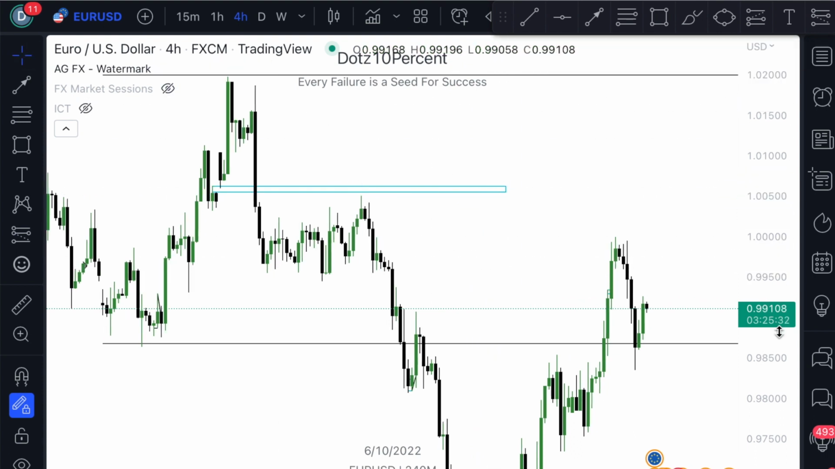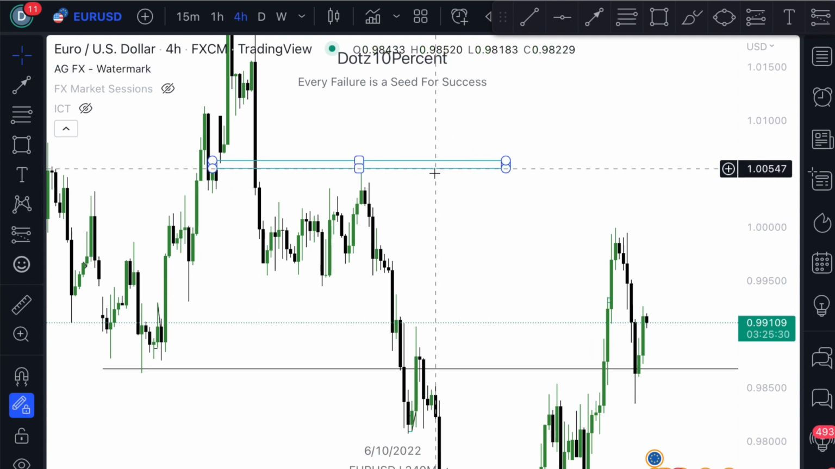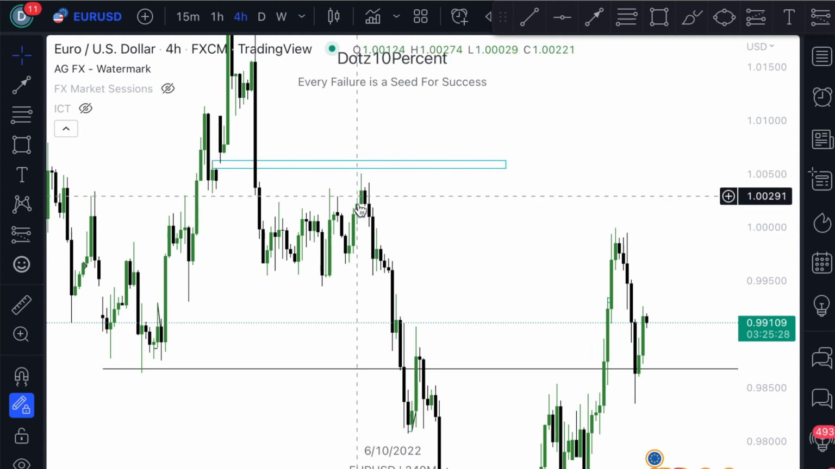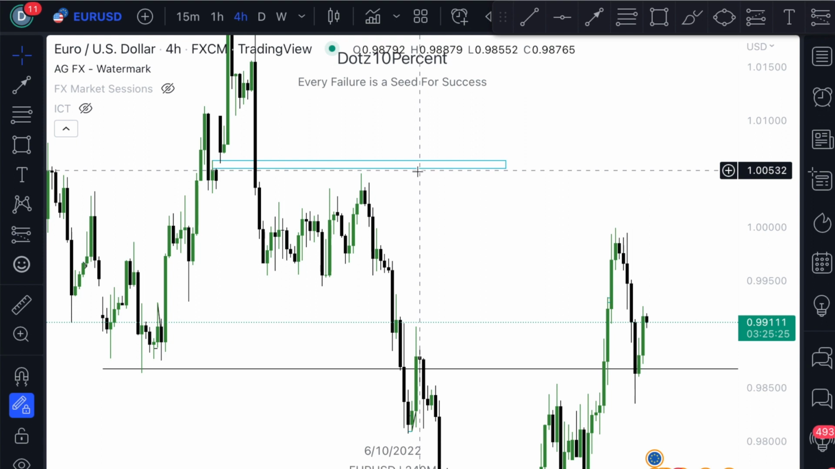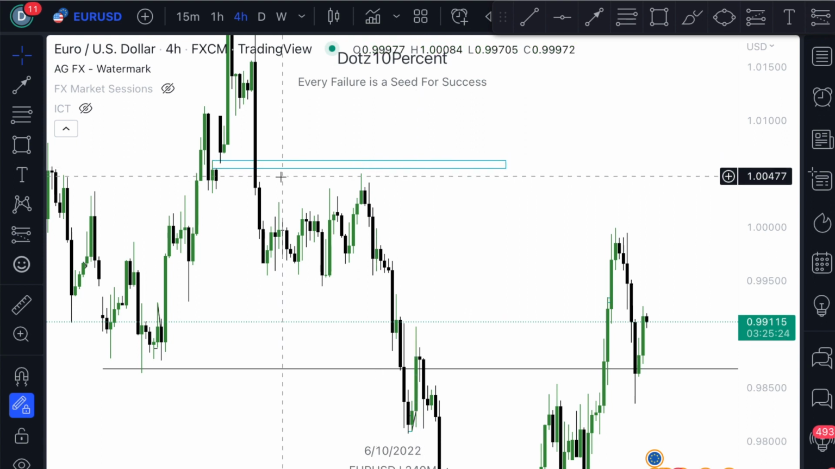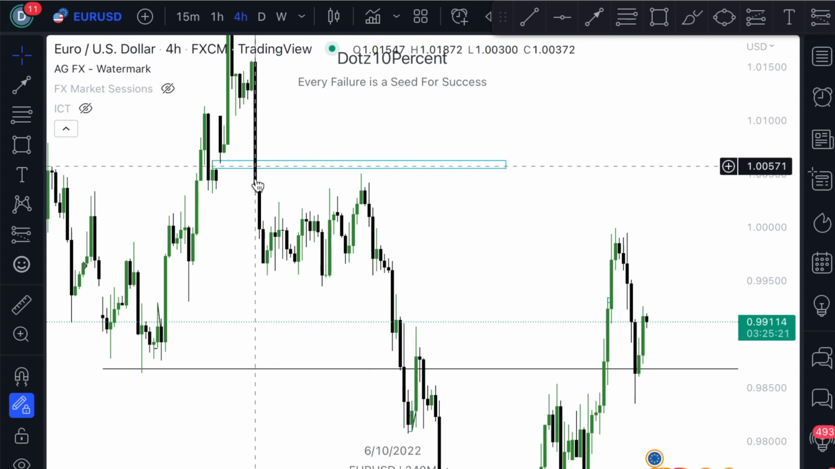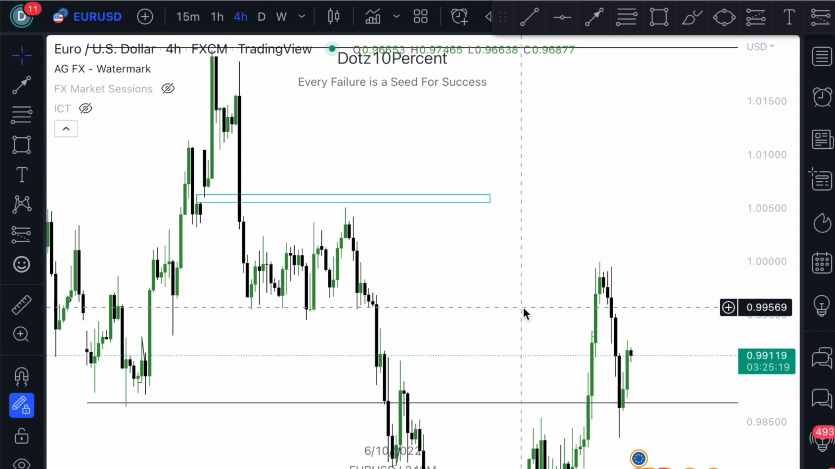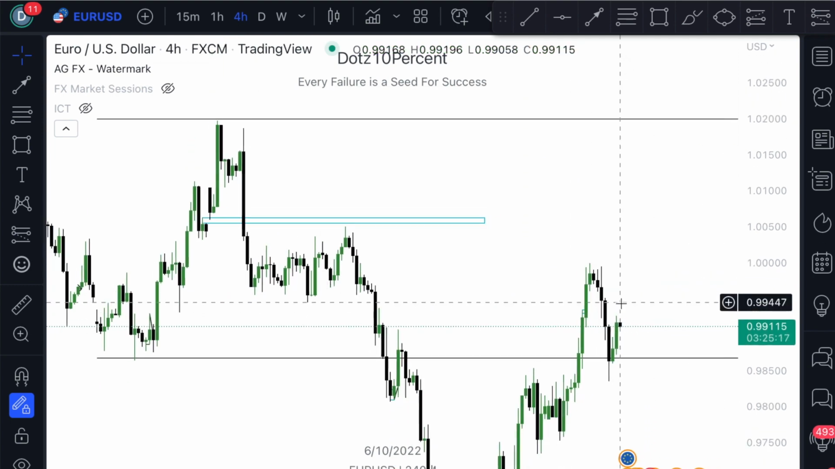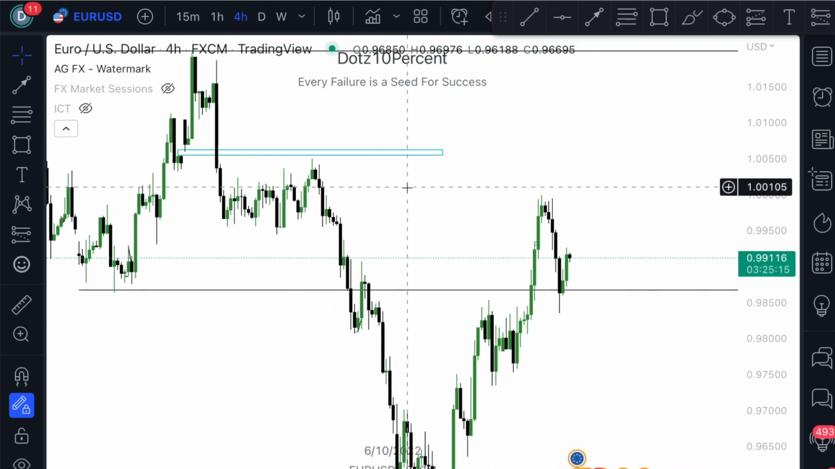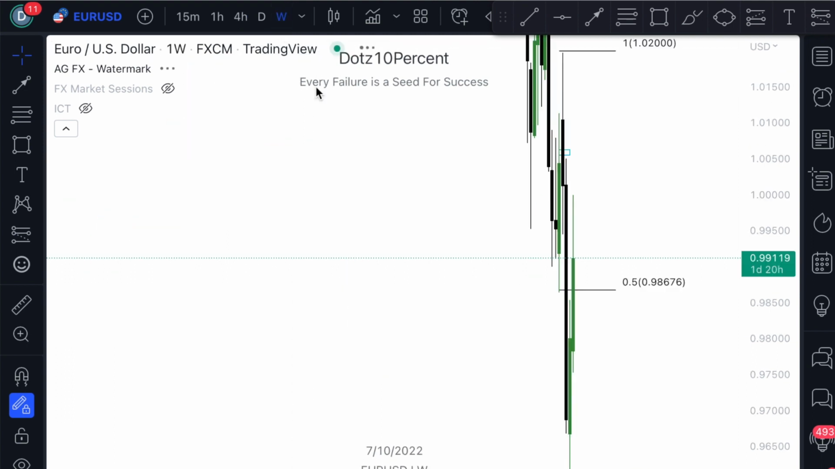So a sweep on this high, right over here, which is a daily high, into this imbalance, this volume imbalance, and even this actual fair value gap will not count as a market structure shift. Why? Because we are still in a bearish weekly range. This is why context is very important. This is also why we start on a higher time frame.